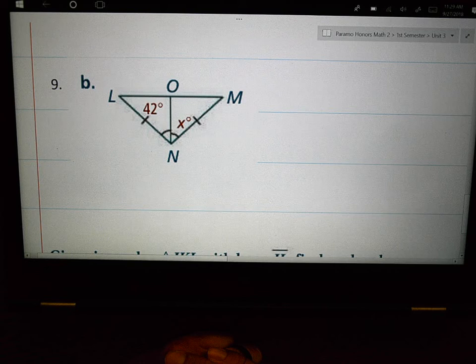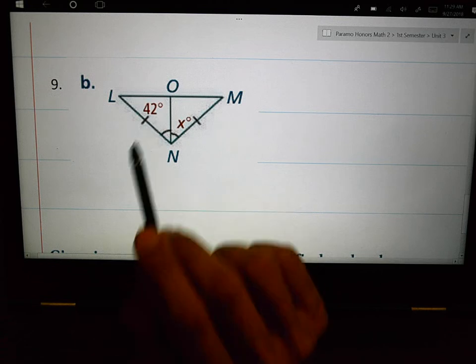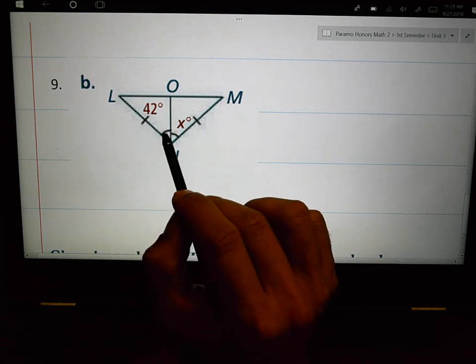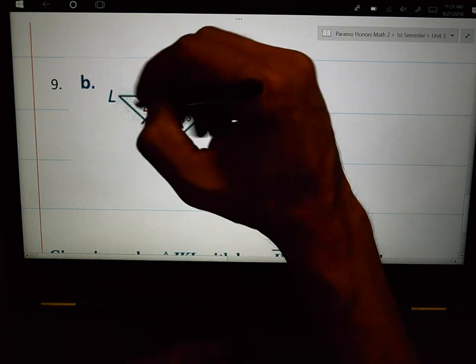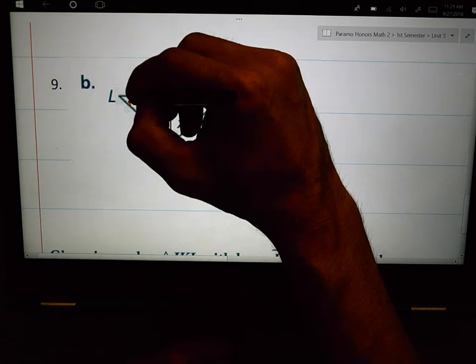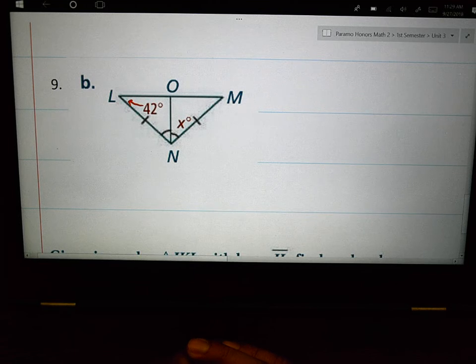One of the reasons why I chose 9B was because the 42 is in a weird spot. It almost looks like it's in the exact middle of that left triangle. So this 42, in case you were wondering, is not closer to this. It's actually closer to this angle than all of them. So what that means is that angle L is 42 degrees. We need to start with that.